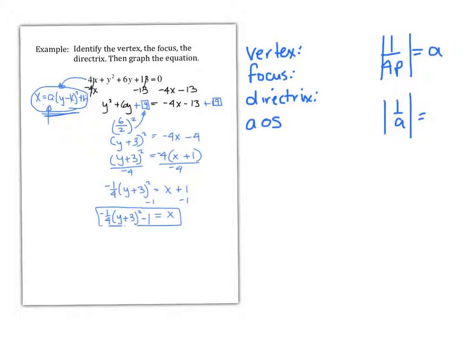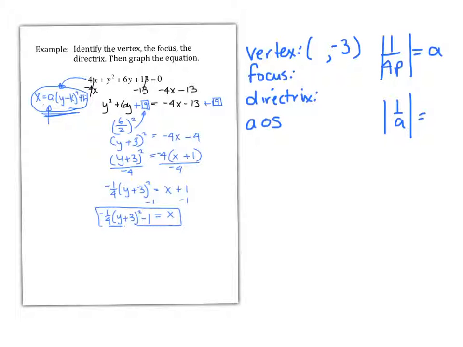Okay, so the problem actually asks us to find the vertex, the focus, the directrix, and then graph. But I have to be able to put it into vertex form so that I can actually find these pieces of information. So from vertex form, I know that inside the parentheses is the variable y. So I know the y part of my vertex is going to be a negative 3.